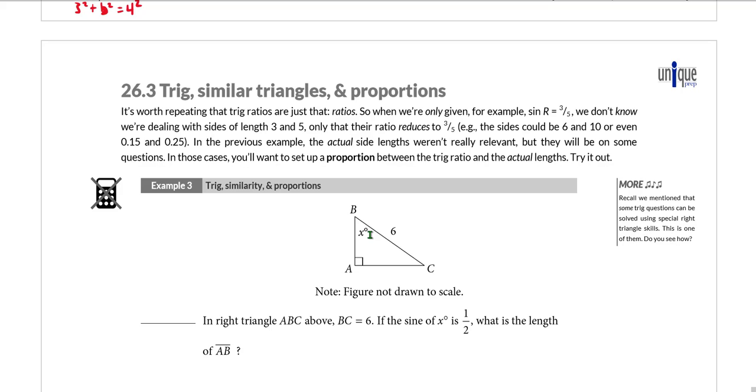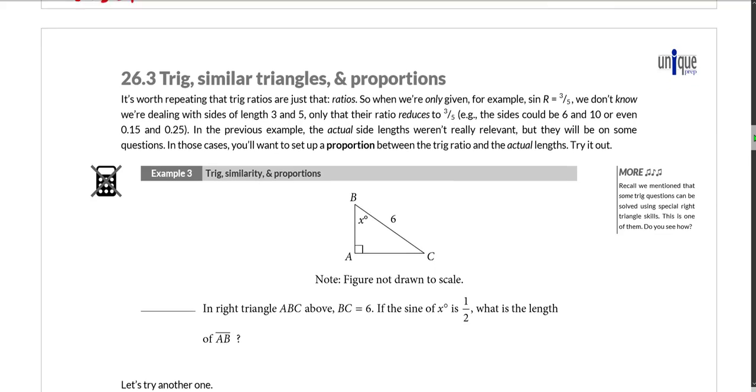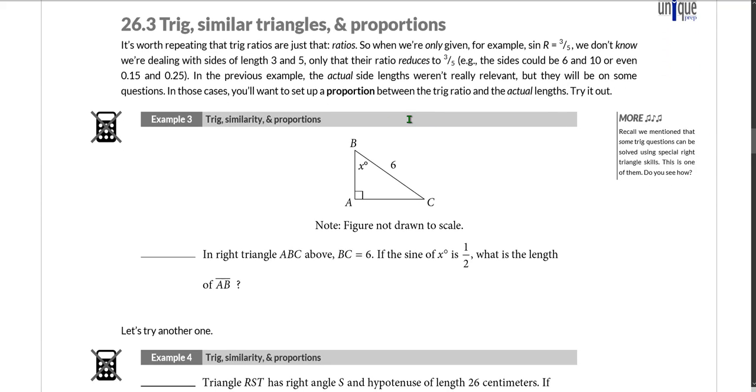Example 2. Moving along to the next page, here we need to talk about the fact that trigonometry will occasionally involve similar triangles and proportions. A lot of students get into the habit of thinking that when you see something like sine of r equals 3 over 5, you must have a side length of 3 in your triangle and a side length of 5 in your triangle, and that is not true. 3 over 5 is a ratio. It is a reduced or simplified ratio.